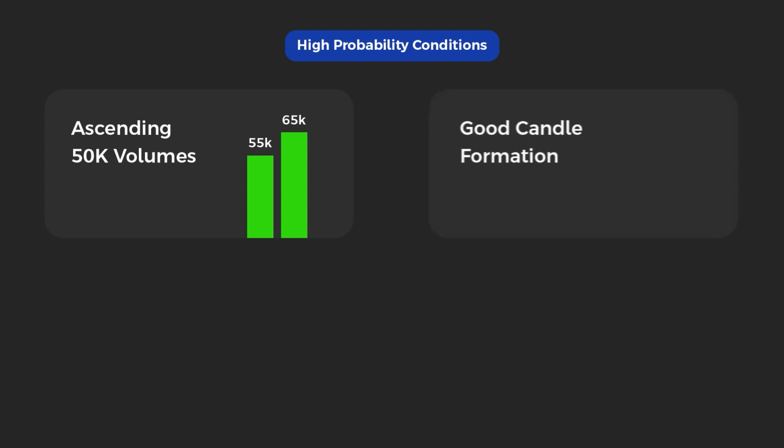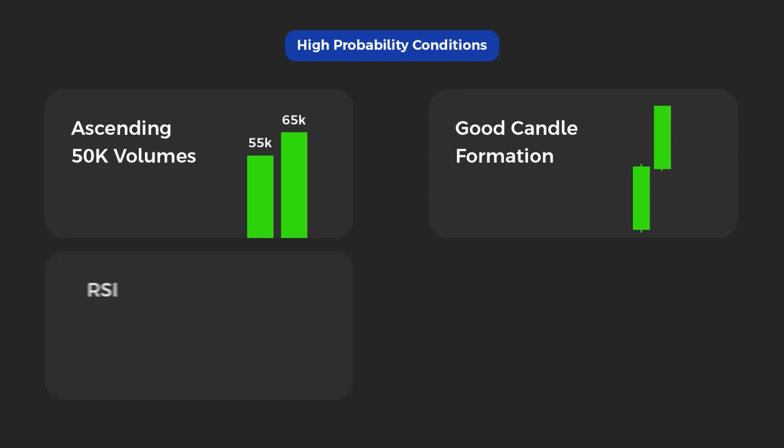The next one is good candle formation. The two candles should be good candles, meaning there should not be bigger wicks in any of the candles. If the first candle is a good full body solid candle and the second candle has a smaller body with a bigger wick, that is a low probability trade. So when you want a higher probability, the candle should be a good solid body candle with lower wicks.